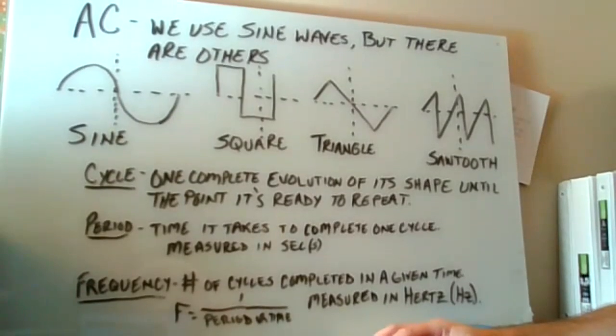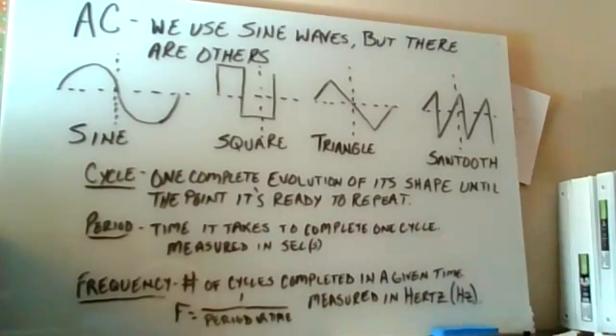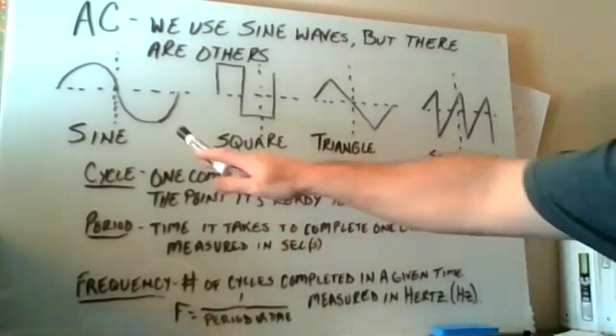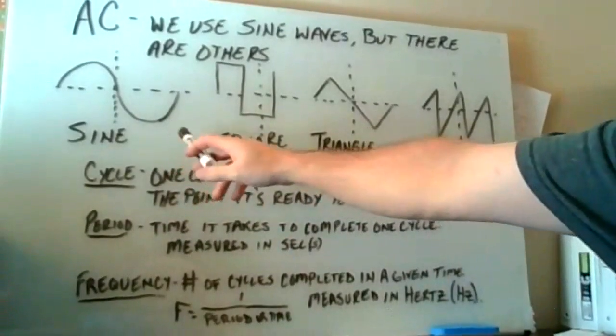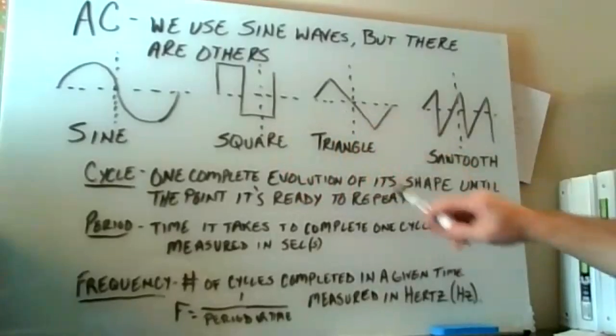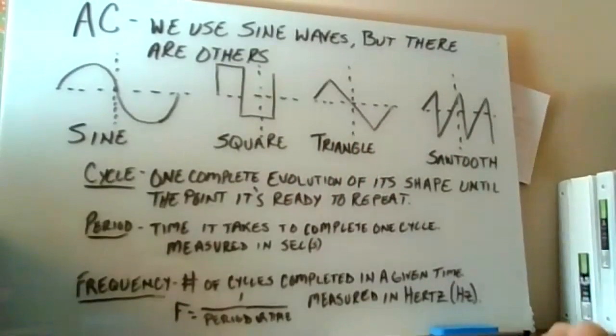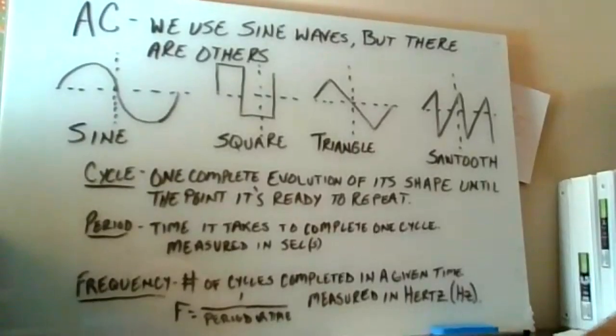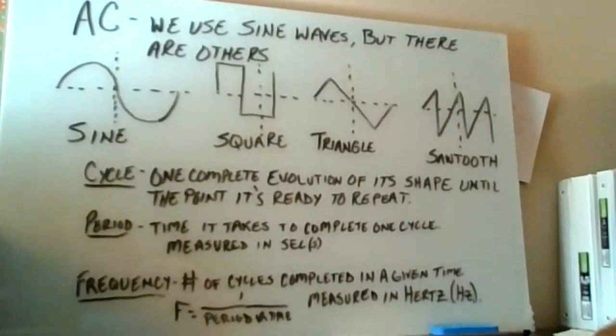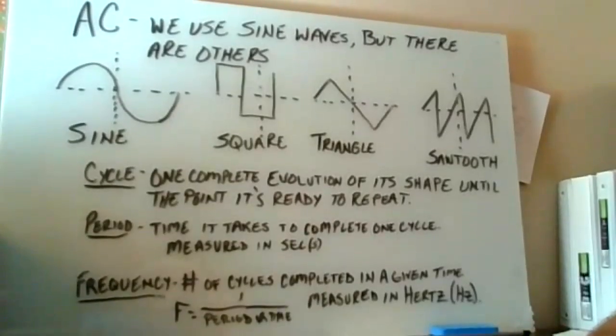Now recording. So, all right, we're going to start AC today. We use sine waves, but there are other types of waves. I gave you a little example here. Obviously, this is a sine wave. This is a square wave. You've got triangle waves, sawtooth waves, and other ones, but those are your major ones. But we use the sine wave, so that's all we're really going to be worrying about. We're going to say they're sine waves.